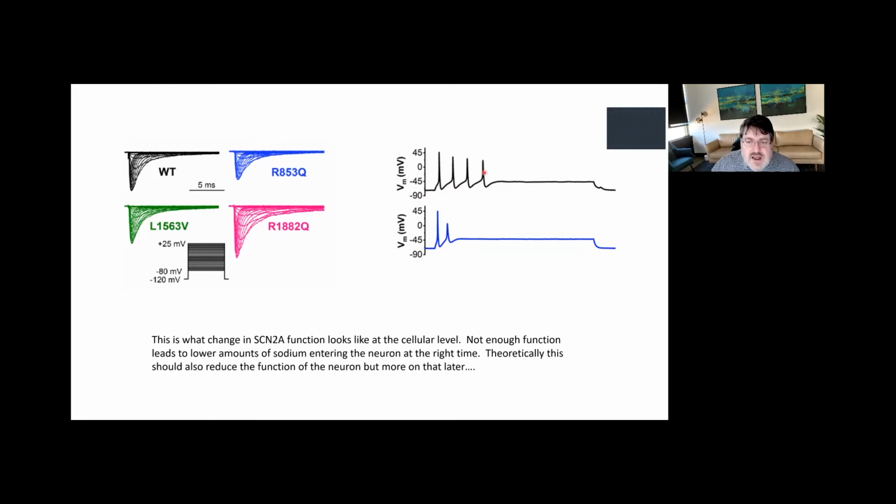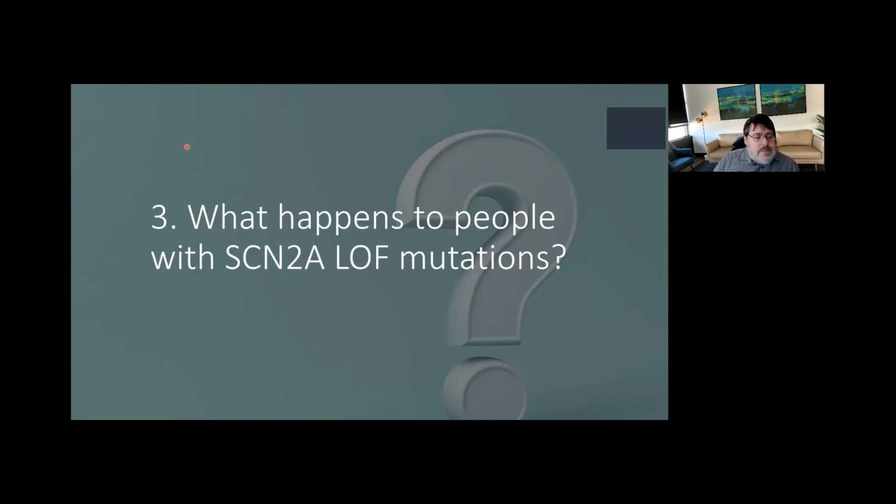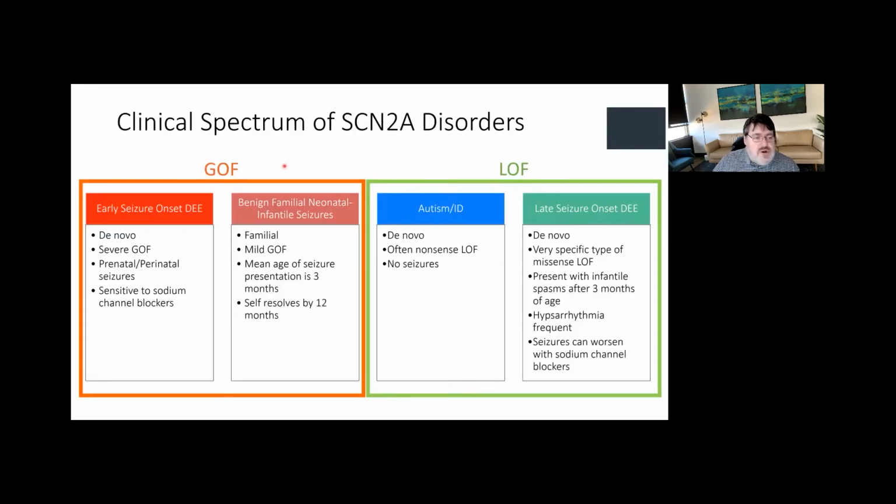Each of these upward deflections is one of those so-called action potentials, and you need to have a normal complement to have normal function. And you can see here, you can have far fewer if you've got a loss of function mutation. So what happens to people that are carrying these loss of function mutations? And this diagram really sums up the clinical spectrum of SCN2A disorders, and it can be broadly characterized into patients that have got gain of function and patients that have got loss of function.